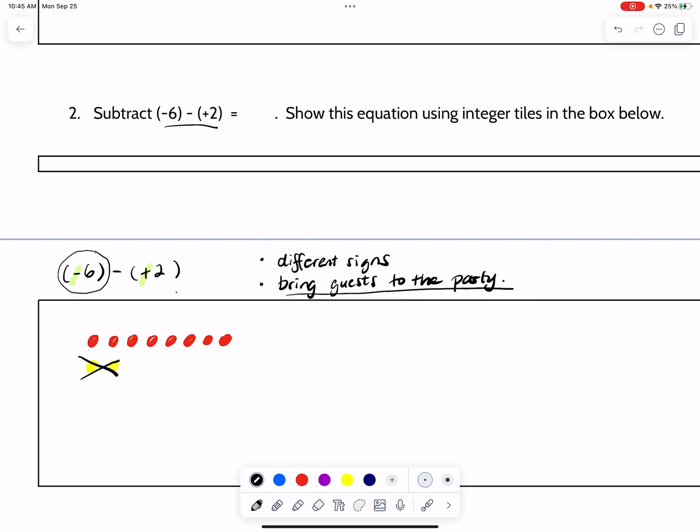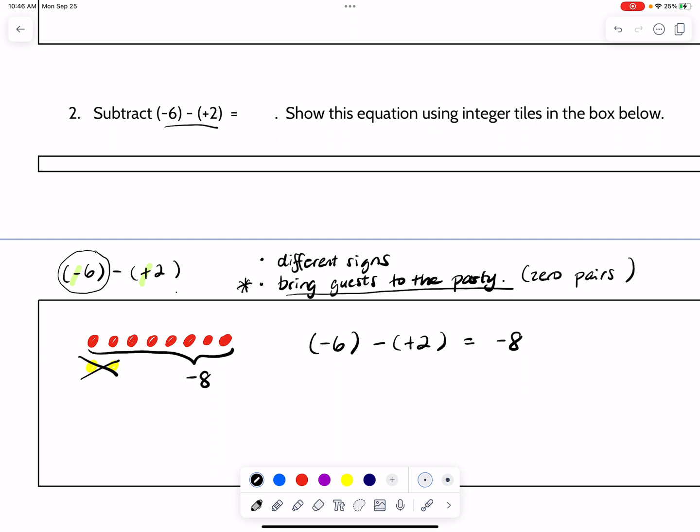What you're actually left with at the end is you're left with -8. Okay, let that sink in for a bit because you may be confused at this point, which is totally fine. Confusion is good, okay? And it will come with practice. Don't worry if you don't understand it yet. -6 minus +2 equals -8. This concept of bringing guests to the party, meaning the 0 pairs, is really key.